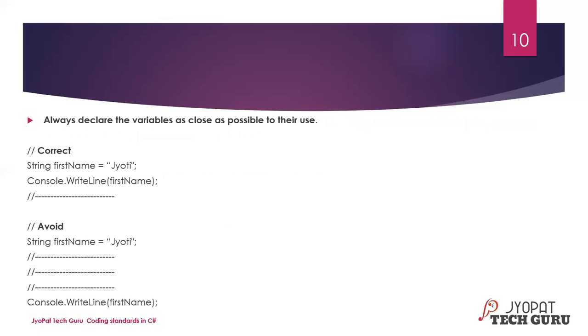Next, always declare variables as close as possible to their use. You can observe here we have string firstName, and I'm going to print that. If you declare a variable here, then have a lot of code and only later print it, the developer may get confused by the many logics. It is better to put the printing or other statements just below the particular variables.